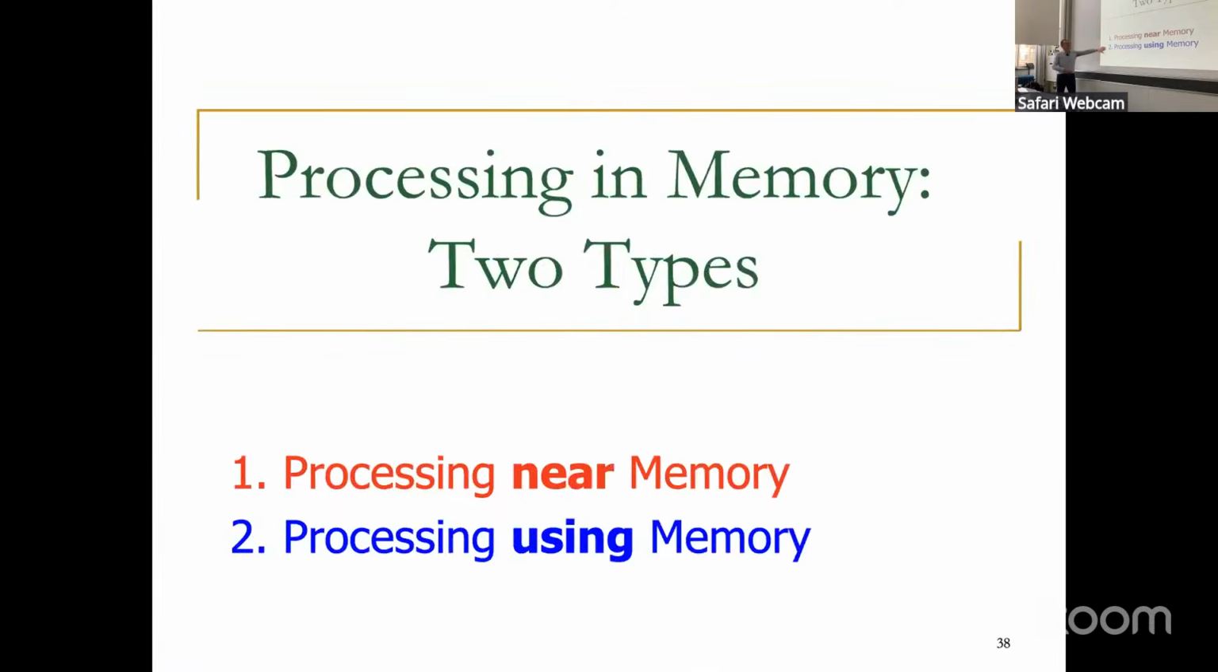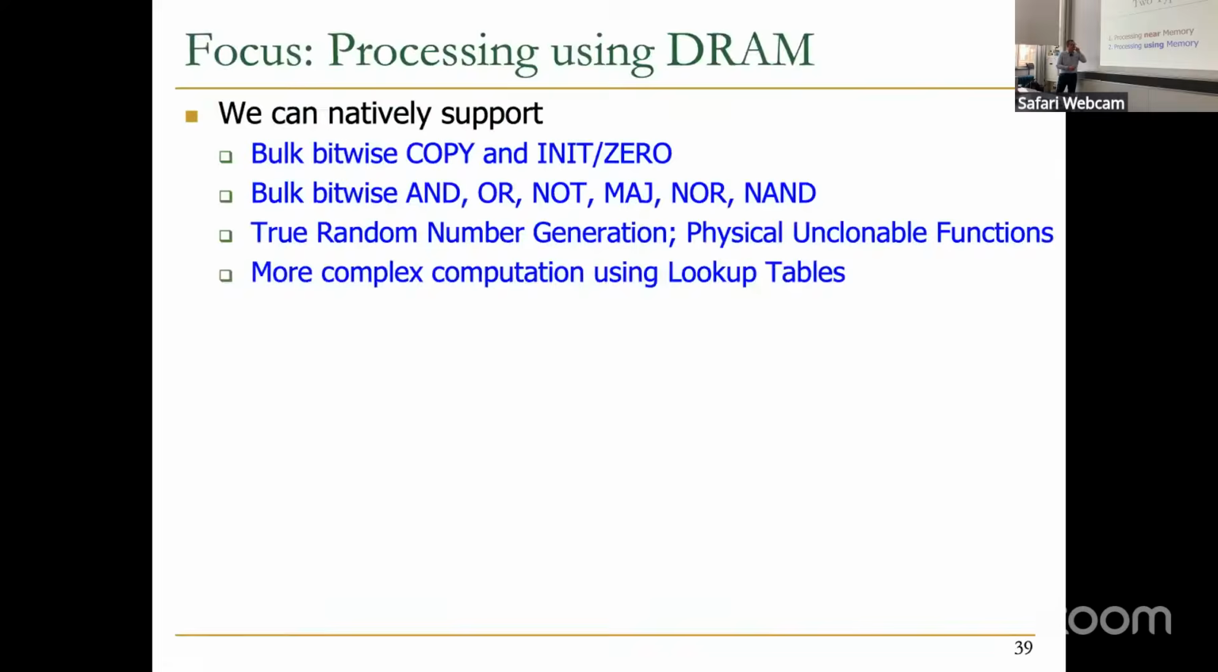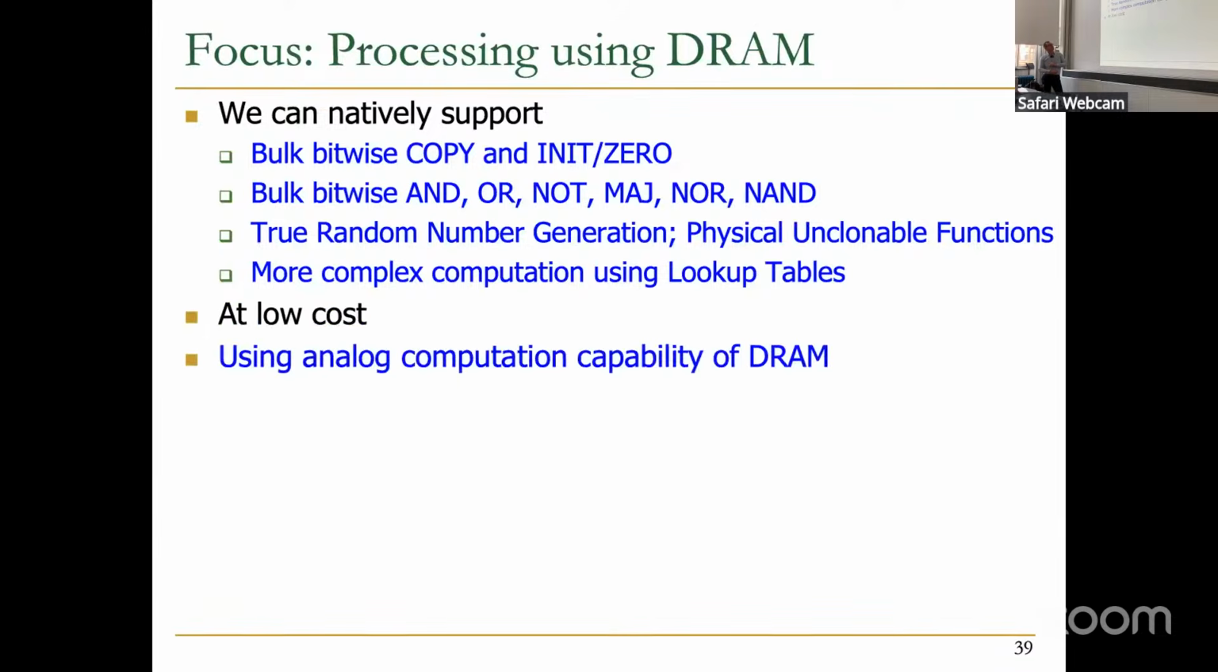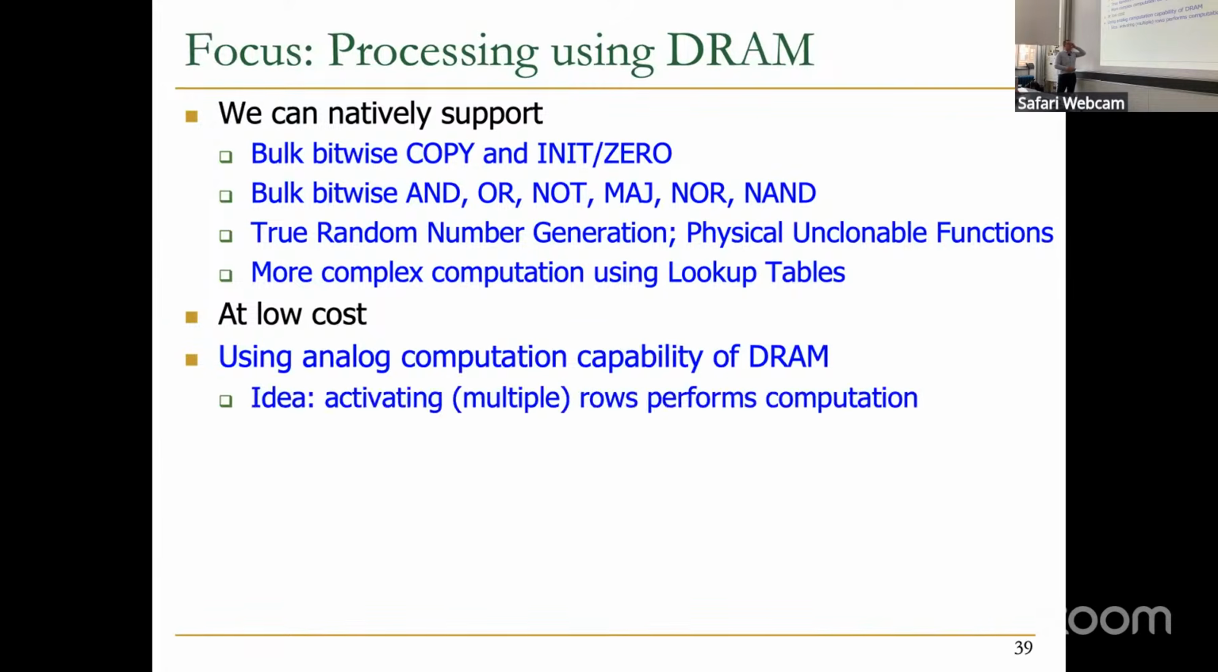Okay, and then we started talking about processing using memory, and this is fundamentally different. Here, you use the analog operational properties of memory to perform computation. Essentially, you're really exploiting the characteristics of memory to do computation instead of designing specialized logic. And here we were discussing processing using DRAM techniques that essentially enable at low cost analog computation capability. And we were discussing two primitives, basically.